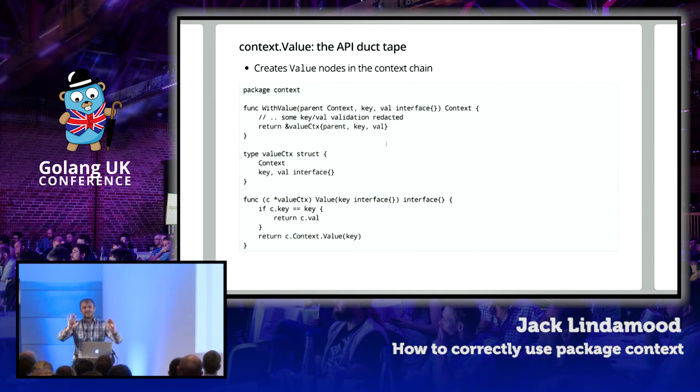Stepping back, I mean that sarcastically. But a lot of people use context.value as duct tape. So this is the implementation of context.value. It's pretty simple. It has an embedded context parameter in the struct, so it inherits all the context functions, and it just changes the value function to check its current value, and if it's not there, pass it down the chain. Using this embedded context is how most of the internal contexts are actually implemented.